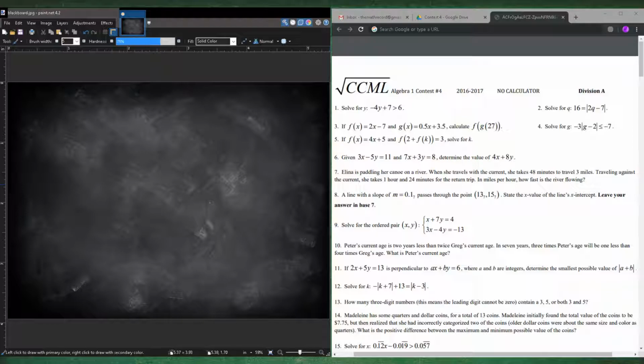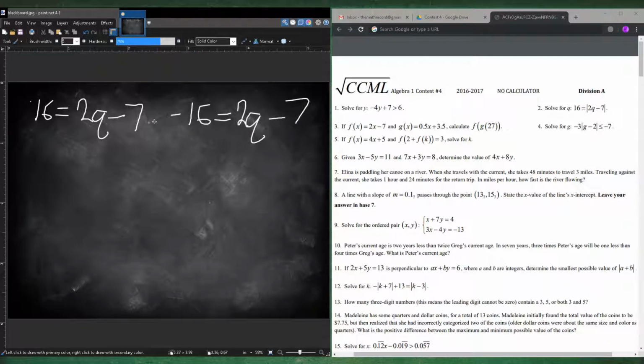Okay. Question 2. Solve for q. 16 is equal to absolute value 2q minus 7. So usually how I do this is you write 16 is equal to 2q minus 7. Actually, let's move this more to the right. 16 is equal to 2q minus 7. And the other one would be negative 16 is equal to 2q minus 7.